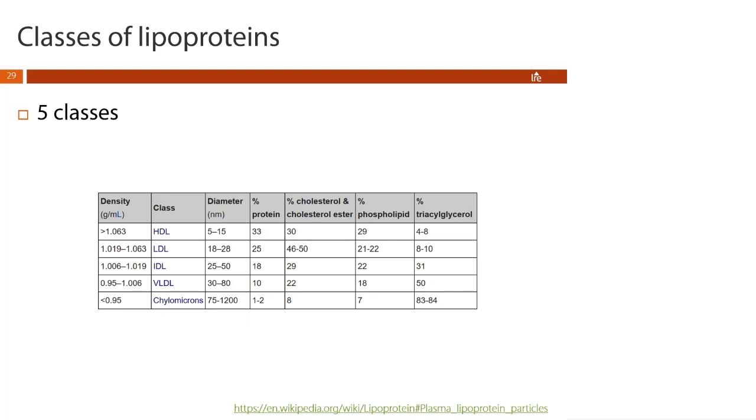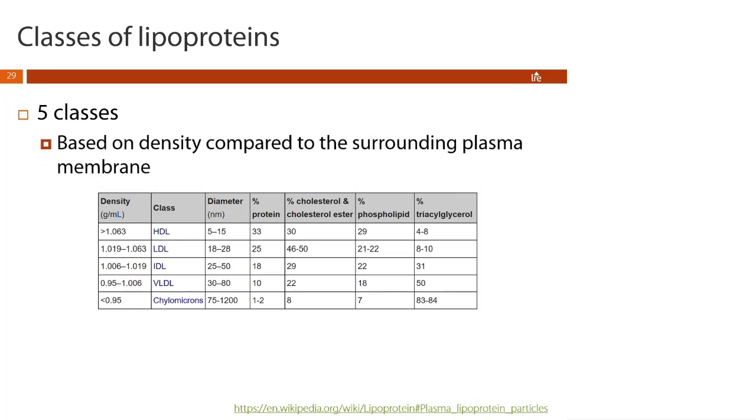Okay, so back to lipoproteins. We're going to divide lipoproteins into 5 classes based on their density compared to the surrounding plasma. Our most dense, as you might imagine, are high density lipoproteins. Now I want you to look at these 3 columns that I have arrows pointing to. You'll see that high density lipoproteins, or HDL, are the smallest in diameter, have the least amount of triglycerides, but have the highest protein content.